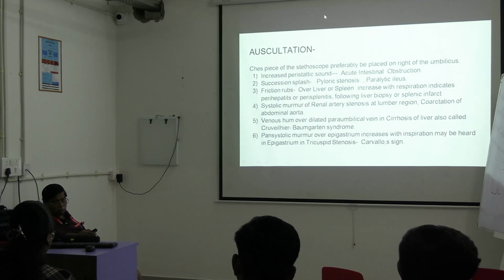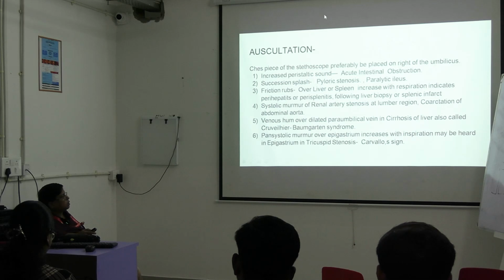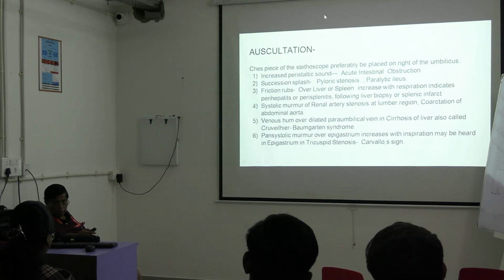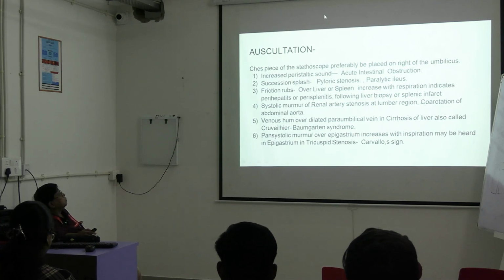Renal artery stenosis is where the renal artery becomes stenosed. We get a systolic murmur in the lumbar region over the renal artery. Look for it. If it is there, it is renal artery stenosis. It causes secondary hypertension.